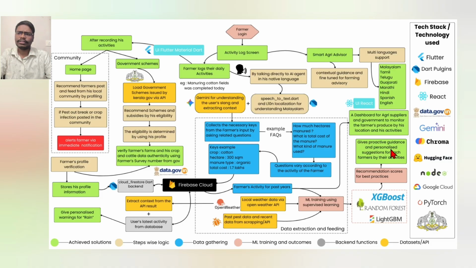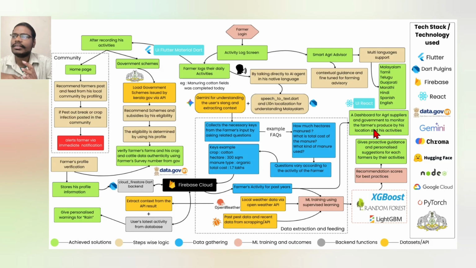Using past years' activity, we can also produce a comprehensive dashboard for government or agri suppliers. It monitors local farmers' growth, where they are producing and what they are producing. It gives additional benefit to local farmers and the local market, and it also helps the government keep track of farmer produce.